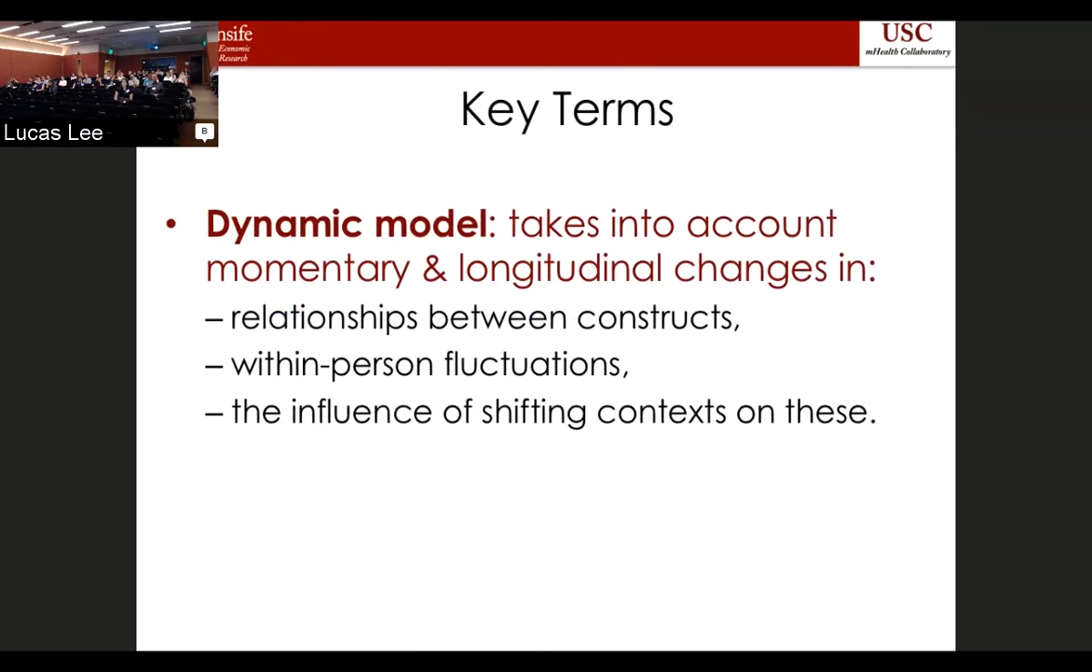Another key term. So now we've looked at these models. We've looked at the kind of data that we can get for behavior. And what we need to do now is start thinking about behavior dynamically. A dynamic model takes into account momentary and longitudinal changes in relationships between constructs, with in-person fluctuations. So I'm not always in the same mood all day, as you guys will probably find out during this week. And the influence of shifting contexts on all of the things that we're interested in, right?